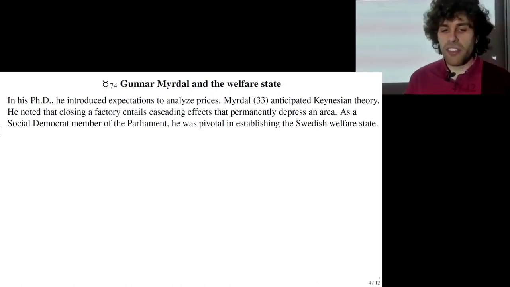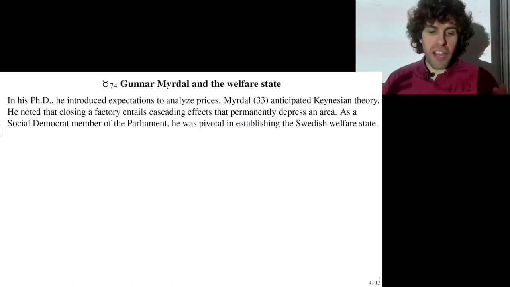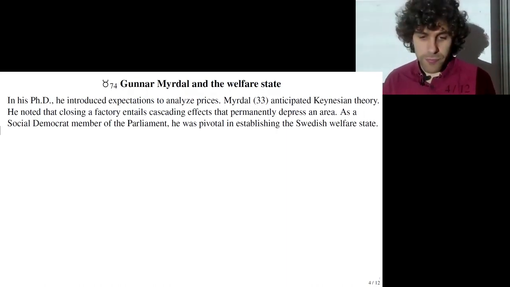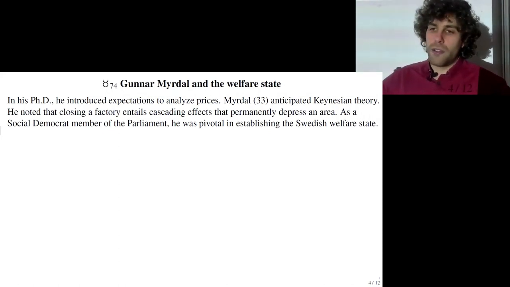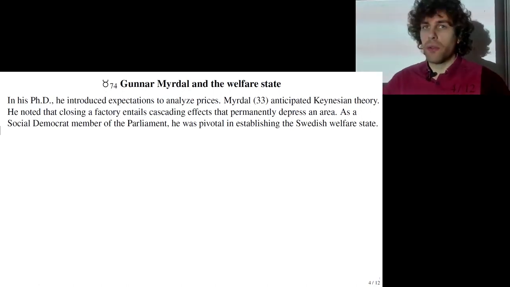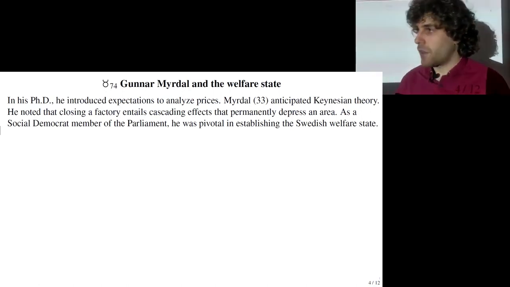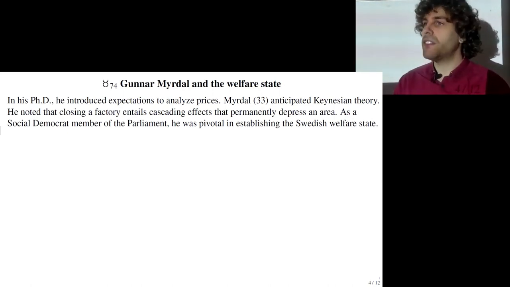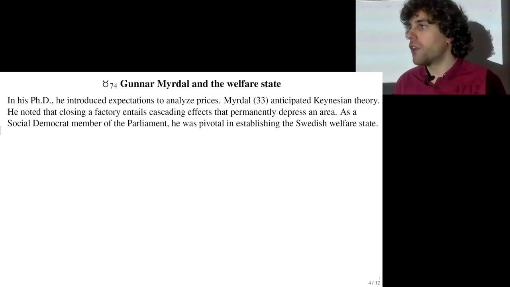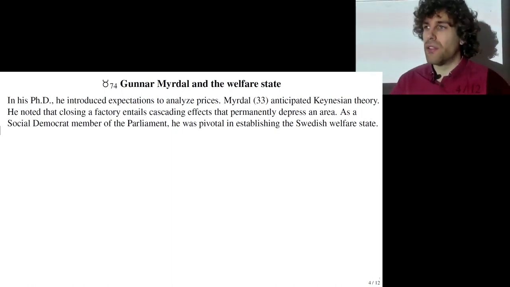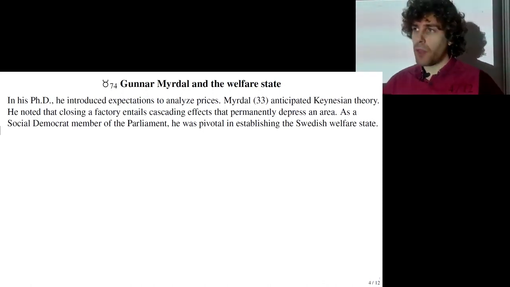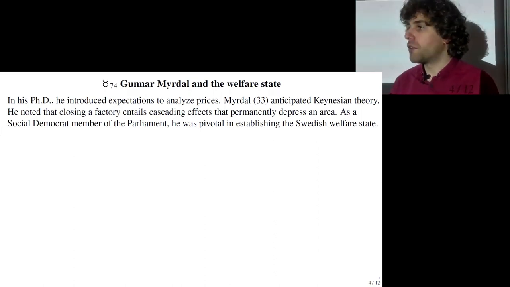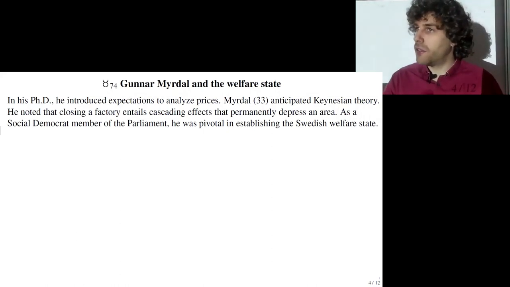For example, he noted that when a factory closes in a town, it entails cascading effects, because many people are fired, so they consume less, and by the multiplier effect, investment is reduced in this area because shops and other firms know that consumption will be low. And in the end, people flee from the area, fewer people work, more people are unemployed, so the revenues collected by the town decrease, and the social spending increases.